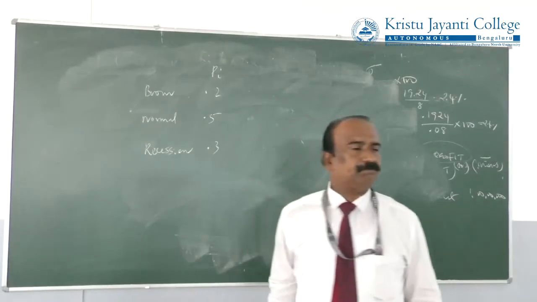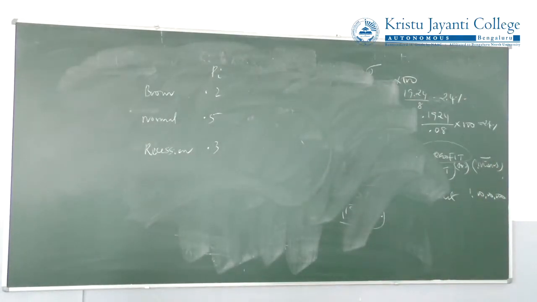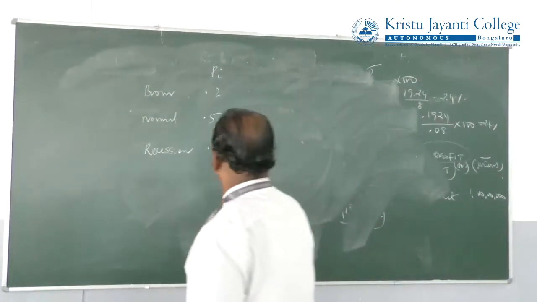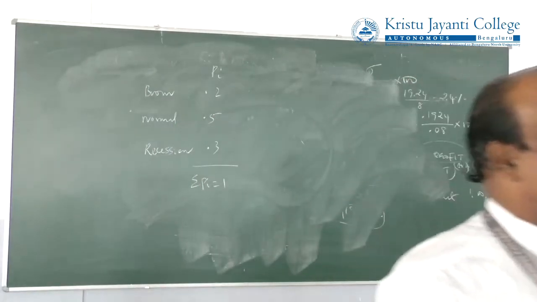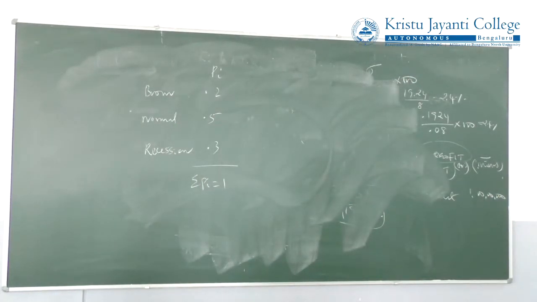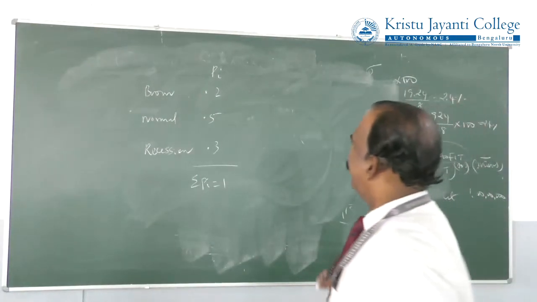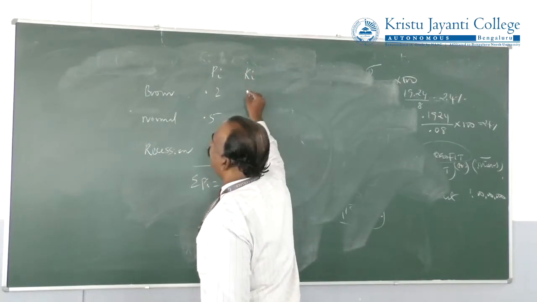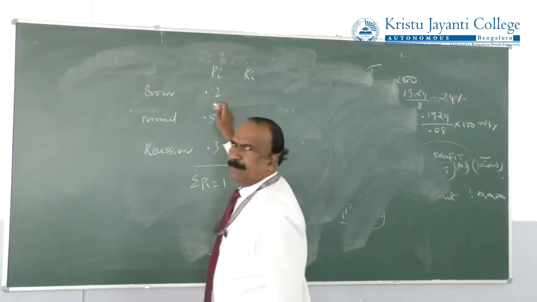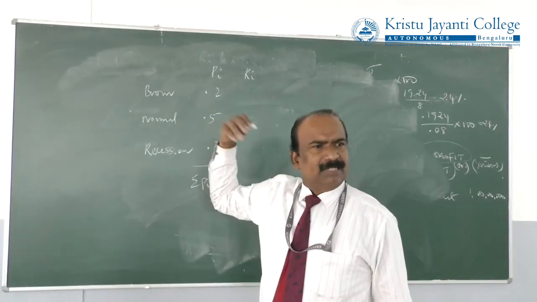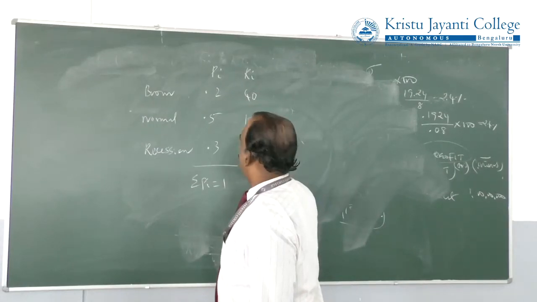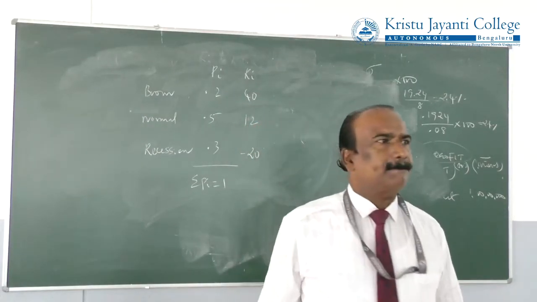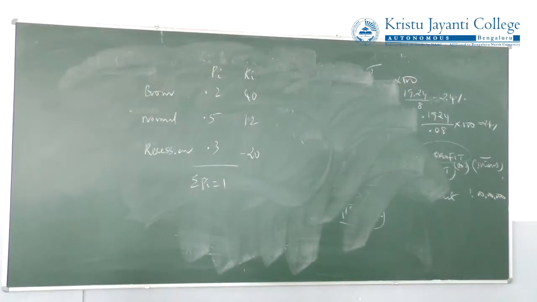Pi is probability. Sigma Pi will always be 1. You cannot go beyond 100%. Clear now? Then you have Ri. Do you want to keep it as a decimal or a percentage? We'll keep percentages: 40, 12, minus 20. Clear? Now, a slight change there.